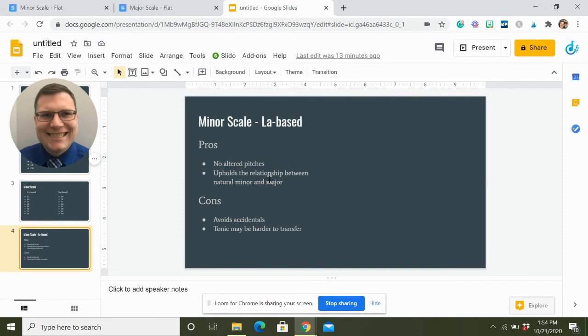Okay. Cons, it avoids the accidentals, the altered solfege, which may make it harder the more advanced you get. And tonic may be harder to transfer if you're doing chord names and stuff like that. Thinking about minor ones and major ones, if you stick with do-based minor, that might make it a little bit easier of a transition. Of course, at that point, you might have a whole other thing to consider. Okay, so hefty topic there.